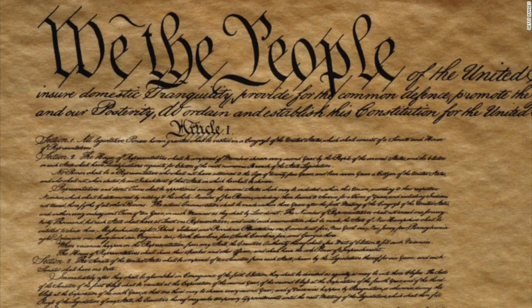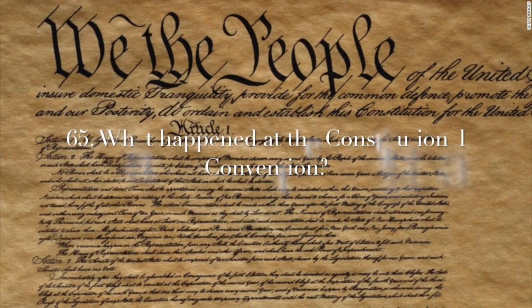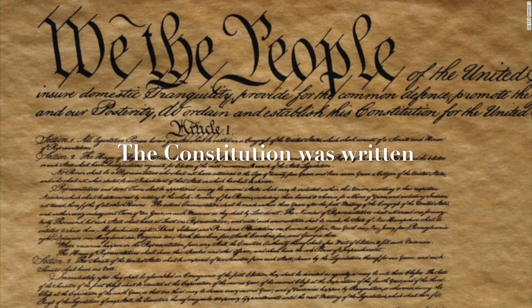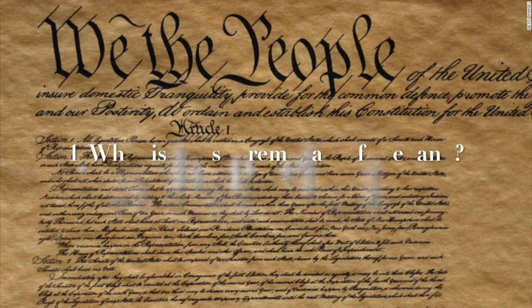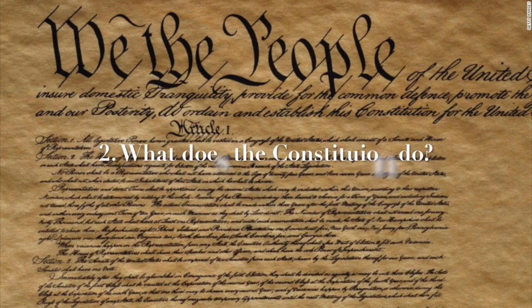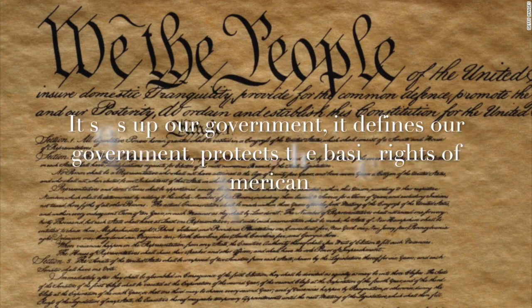Questions about the Constitution. Question 65. What happened at the Constitutional Convention? The Constitution was written. Question number 1. What is the supreme law of the land? Your answer is the Constitution. Question number 2. What does the Constitution do? Your answer could be sets up the government, it defines the government, and protects the basic rights of Americans.